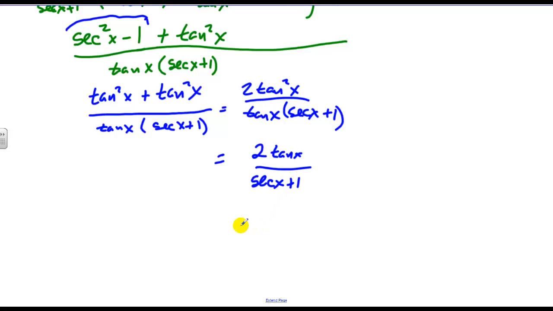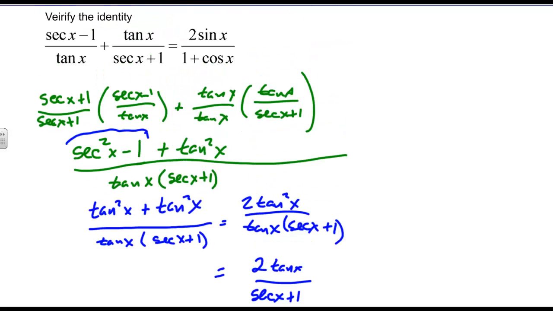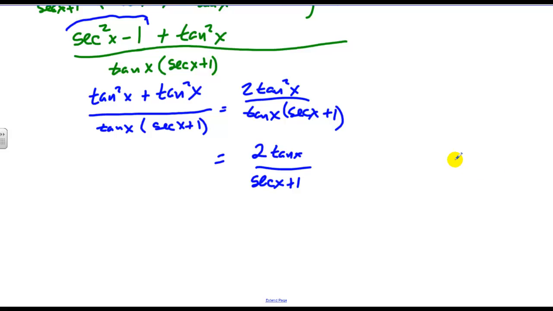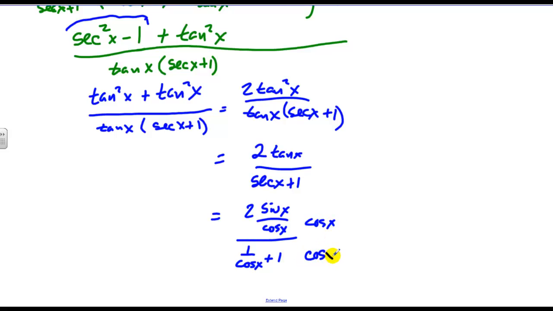Keep in mind what we're trying to get to. We're trying to get to 2 sine over 1 plus cosine. So we need to get all this in sines and cosines eventually. Let's do this now. So we'll go 2 sine over cosine, because that's my tangent, over 1 over cosine plus 1. Multiply by cosine over cosine to get rid of the complex fractions. I end up with 2 sine over 1 plus cosine, and that's exactly what I want.